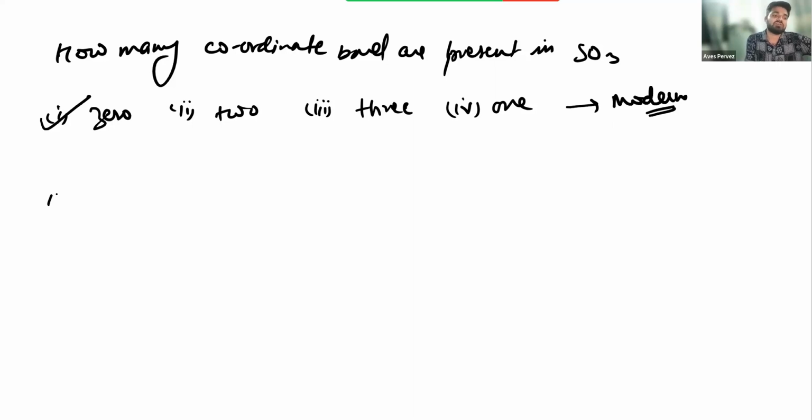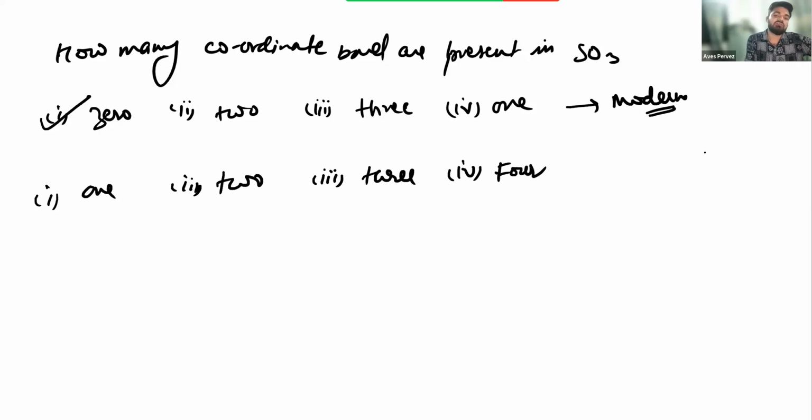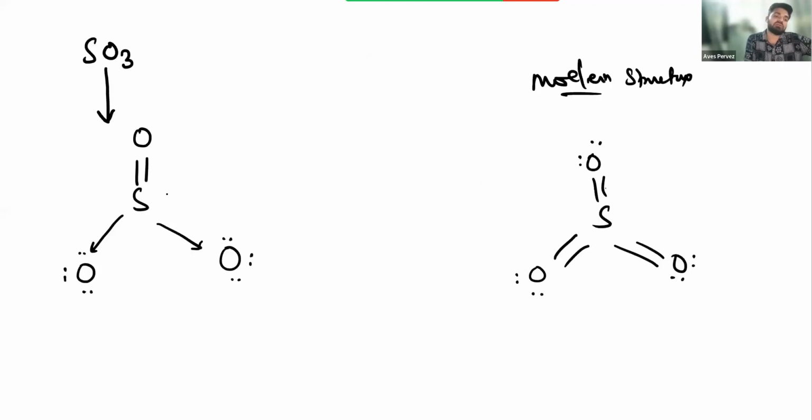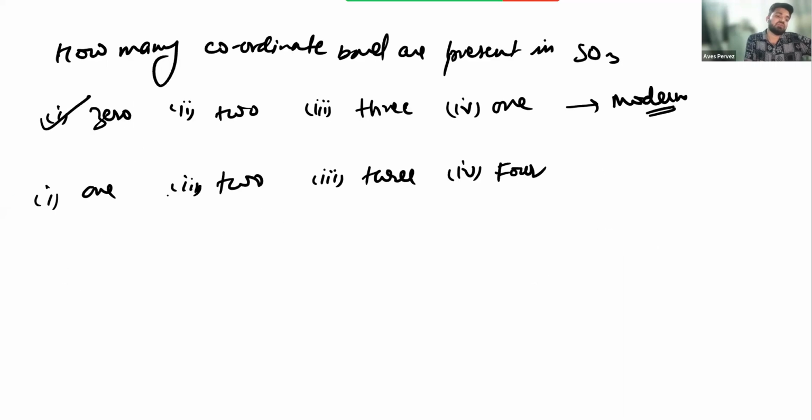But if the 0 option is not given, say the options are 1, 2, 3, and 4, because in modern we have 0, then we will take the odd one. The ancient, or previous, or old structure of SO3 has 2 coordinate bonds. So we'll take 2. So if 0 is given in the options, we take 0. Otherwise, if 0 is not given, then we will take 2. Okay, understood?